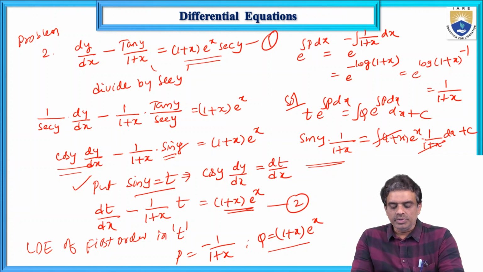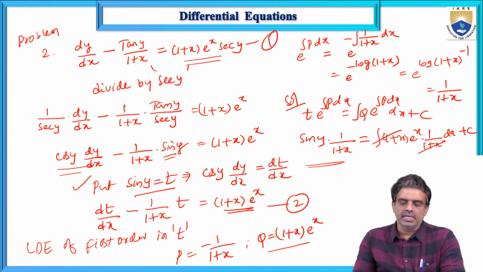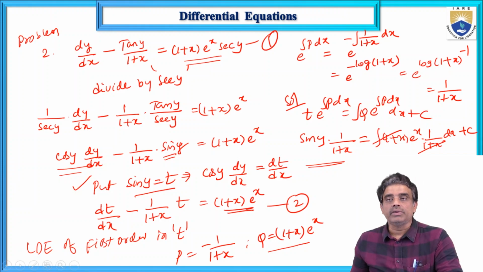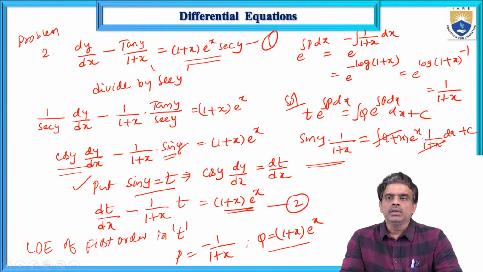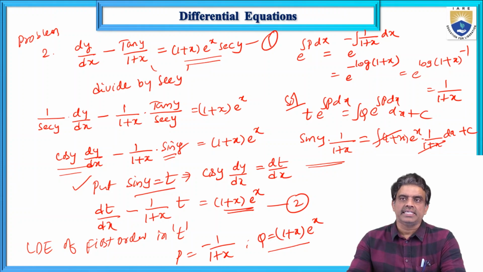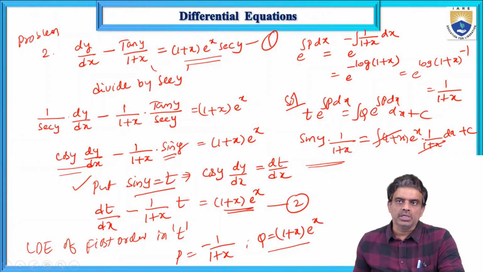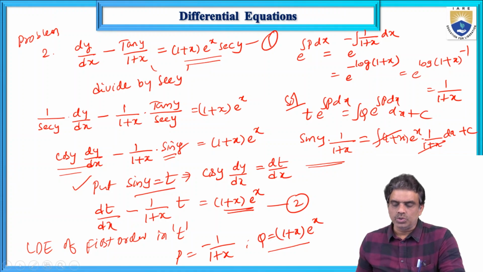So here we have to assume the function of y or function of t, whatever it is, another variable, and convert into a linear differential equation of first order. Then we have the standard solution y into e power integral p dx is equal to integral q e power integral p dx dx plus c. So on using that solution, we can write the solution. Finally, replace the original variables. That will be the required solution.